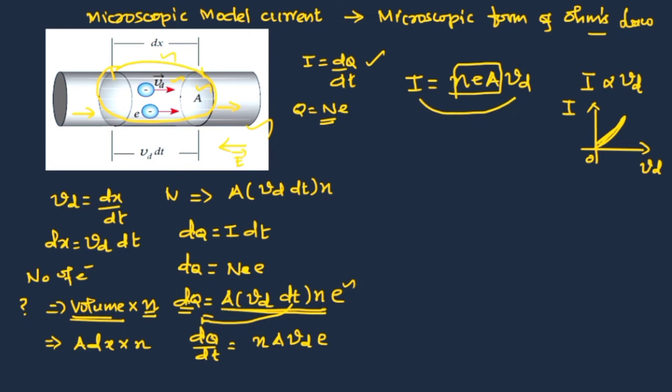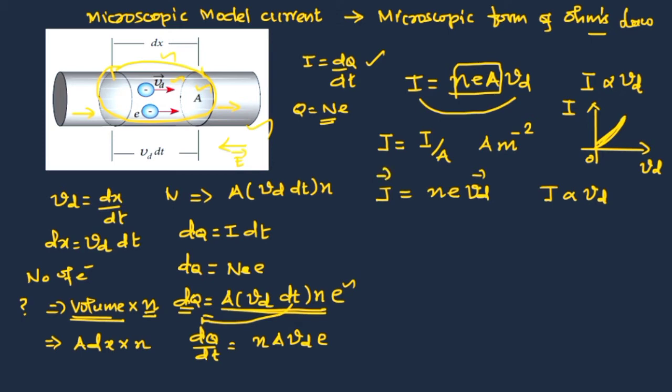And I will define another quantity called current density. Current density is a vector quantity which is nothing but current flow per unit area. Its unit is ampere meter to the power of -2. So when you divide this current by area, what will you get? Current density, so it is nothing but I by A. It is once again Ne into Vd. So once again the current density is directly proportional to the drift velocity. It's a vector quantity.